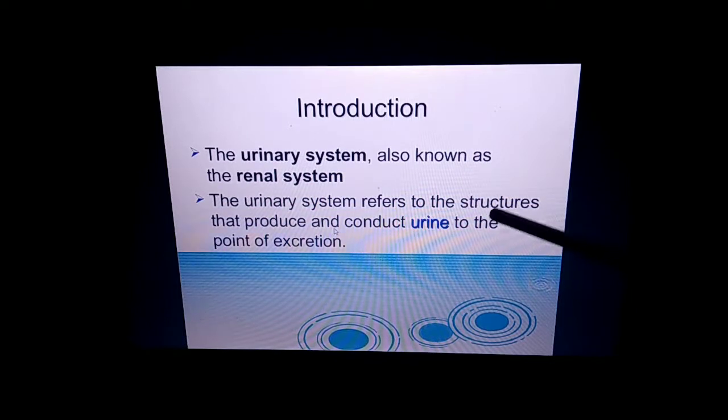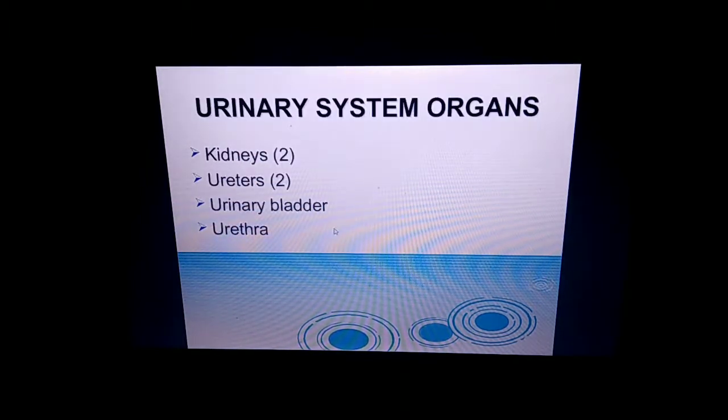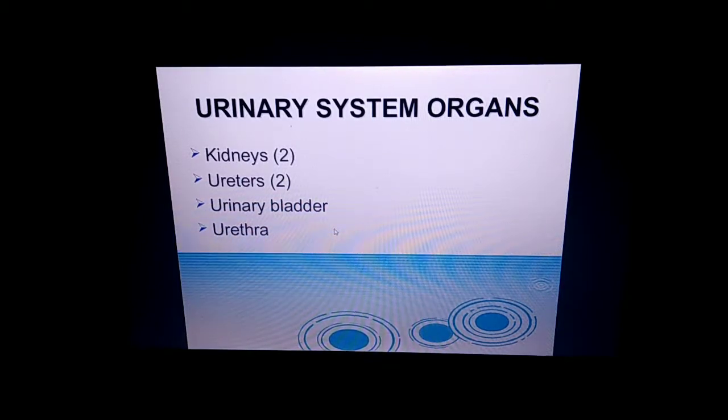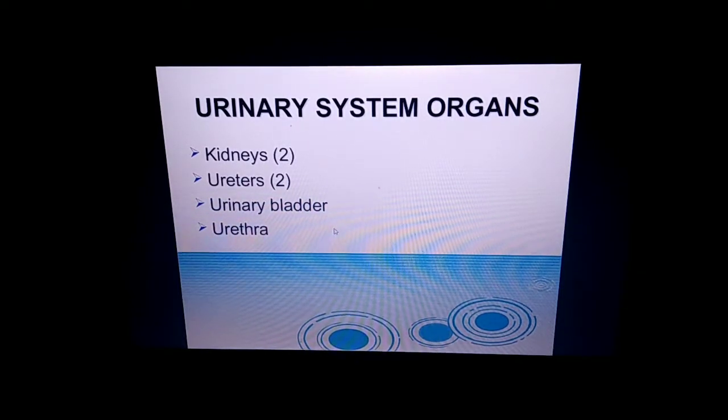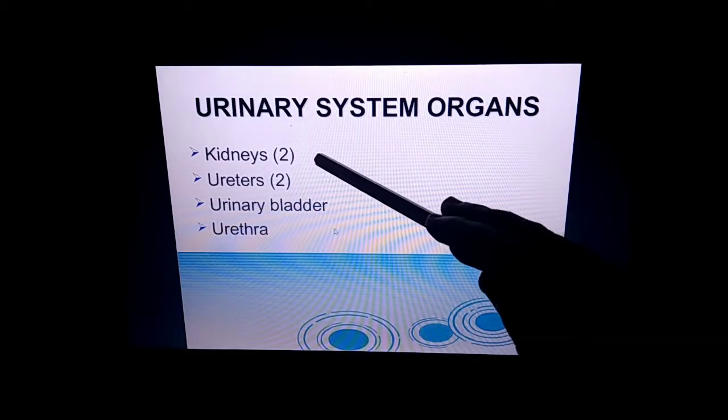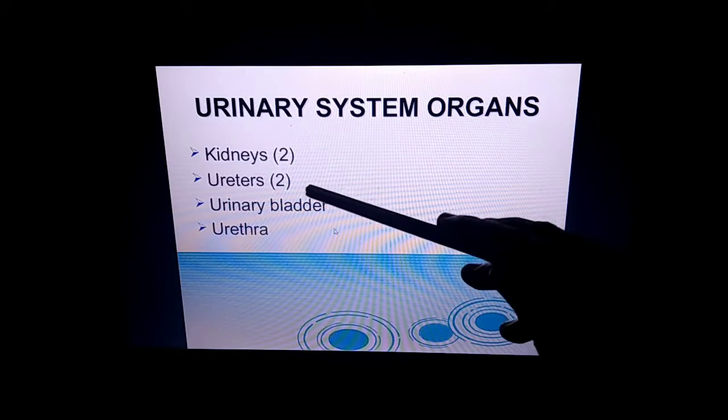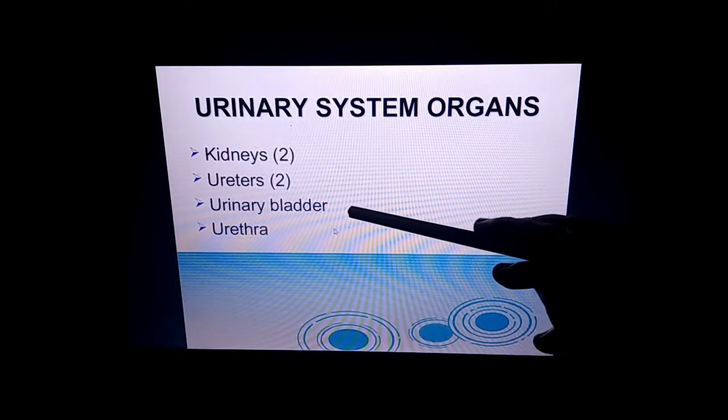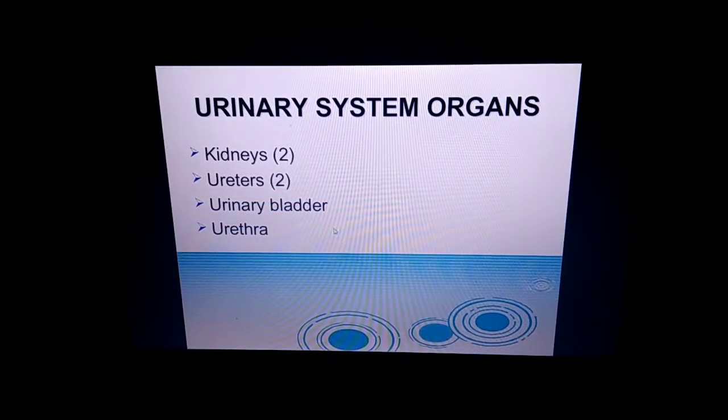These structures we will discuss on later slides. Next, urinary system organs, meaning what organs come under the urinary system. Firstly, two kidneys, meaning one pair of kidneys, one pair of ureters, one urinary bladder and one urethra.